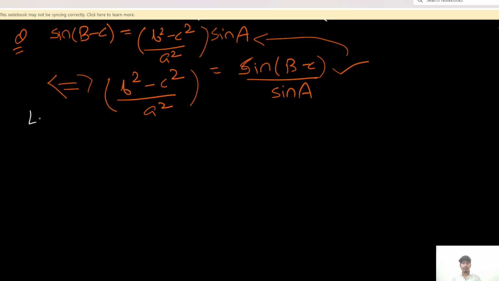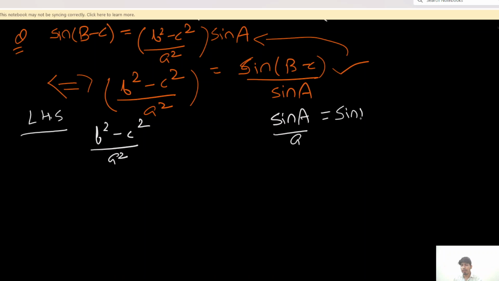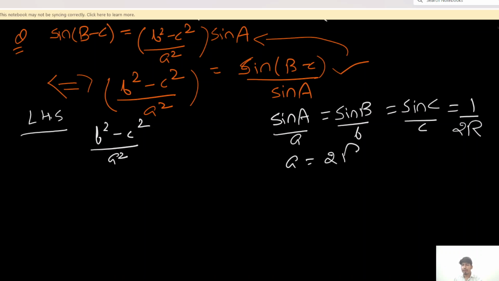Let's start. Take LHS, and we know B square minus C square upon A square. We know what our sine rule is. Sine rule is sine A upon a is equal to sine B upon b is equal to sine C upon c, okay students, and this is equal to 1 upon 2r. Then what is the value of a? a is 2r sine A. What is the value of b? b is 2r sine B. And what is c? c is 2r sine C. Okay student, put these values in here and we get the solution.